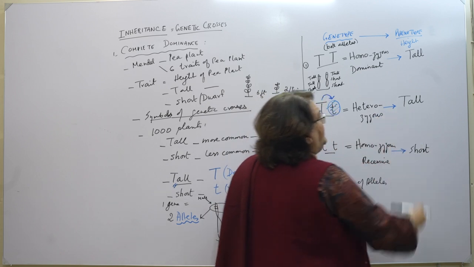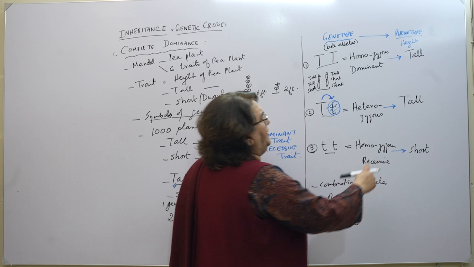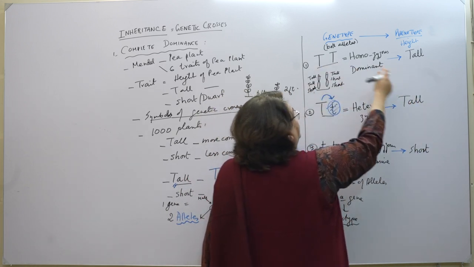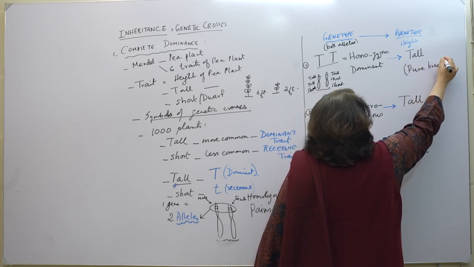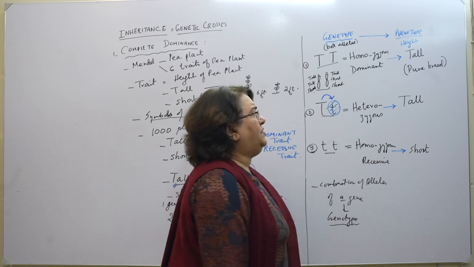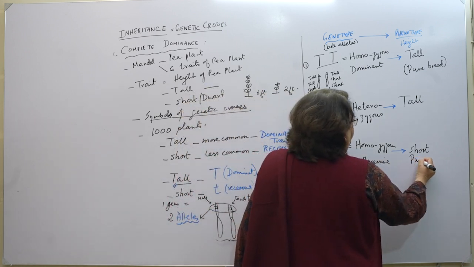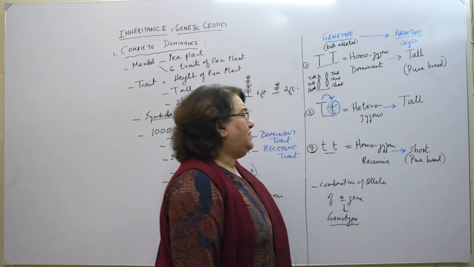So the capital T, because of that, the height of the plant will be tall. Okay? Now, we'll add another word because both of the alleles are the same. So we say this is a pure breed or a pure animal for the genotype. Here, this is also a pure breed because both of the alleles are going to be the same.